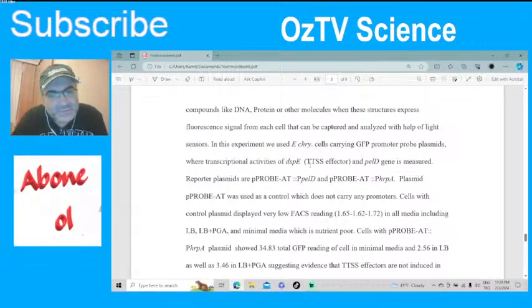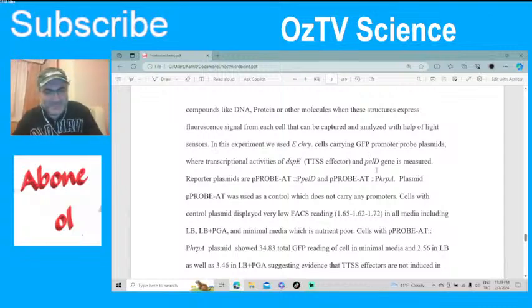Where transcriptional activities of the DspE, so that's the promoters, T3SS effectors, and pelD gene is measured. See, the pelD is the regular gene. In the table, I made a mistake and said that it was a mutant, but the name of the gene is pelD gene, so it's not a delta. So excuse me for that, but sometimes stuff happens.